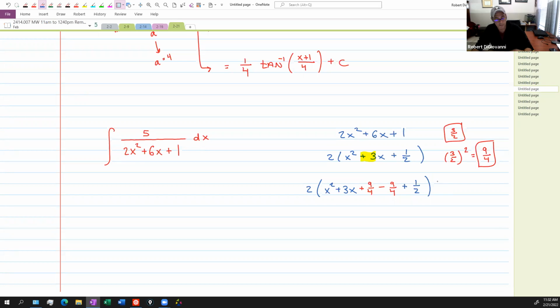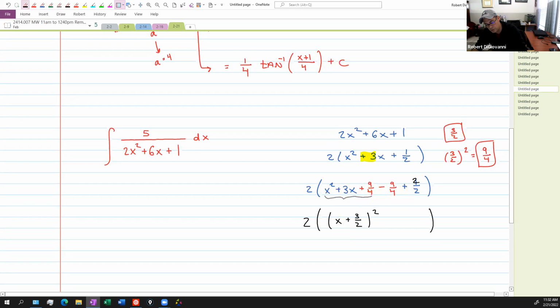And now the first 3 terms are guaranteed to factor. Well, let's put the 2 in front of everything. It'll be in here, x plus 3/2 squared. That's what this is. And then over here, we have to put these 2 together. So I'm going to rewrite this as 2/4. That way I can put them together, and that'll give me negative 7/4. Y'all still good?